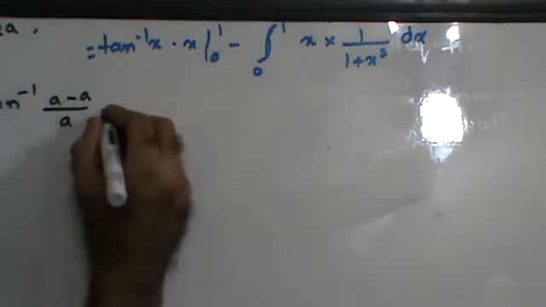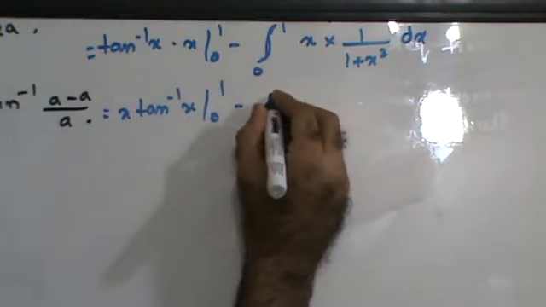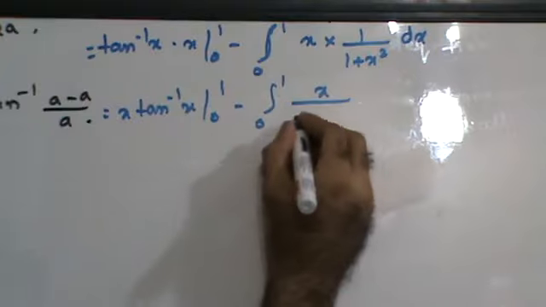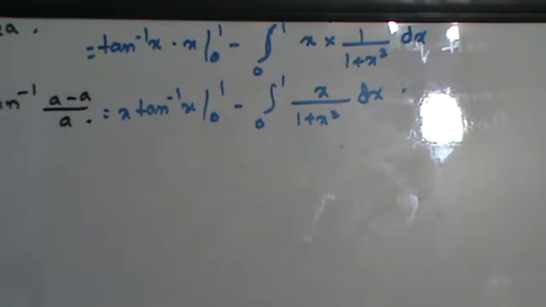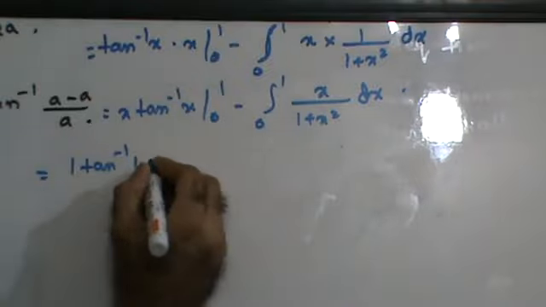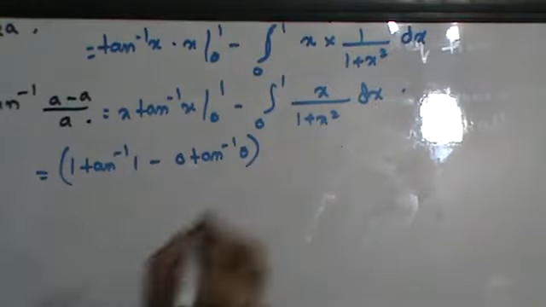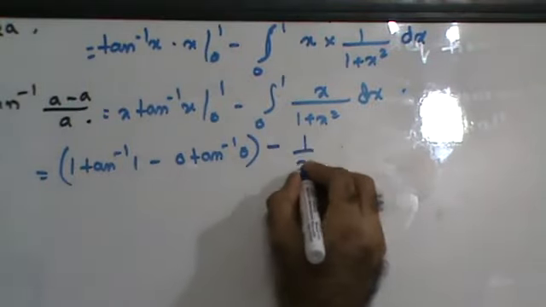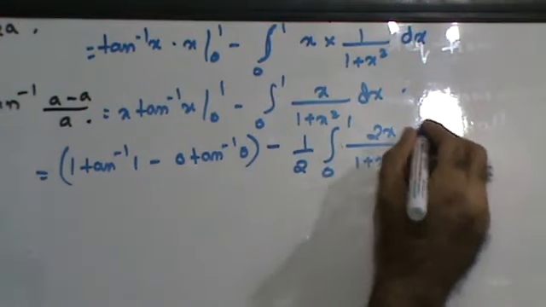So this can be written as x tan inverse of x when the limits are between 0 to 1 minus integral of 0 to 1 x upon 1 plus x squared dx. Now, the degree of polynomial in the numerator is less than that of the denominator. I can make the numerator to be the derivative of the denominator. Here I can substitute 1 tan inverse of 1 minus 0 tan inverse of 0. Upper limit minus lower limit. Minus. To make this as derivative, I am dividing by 2, I am multiplying by 2. Divide by 2, multiply by 2.